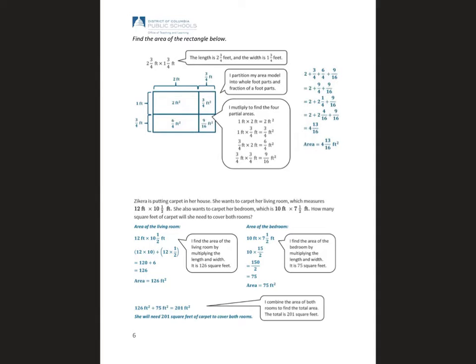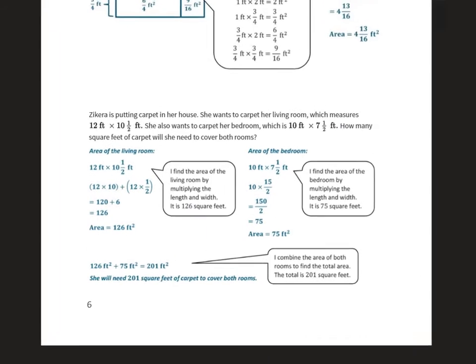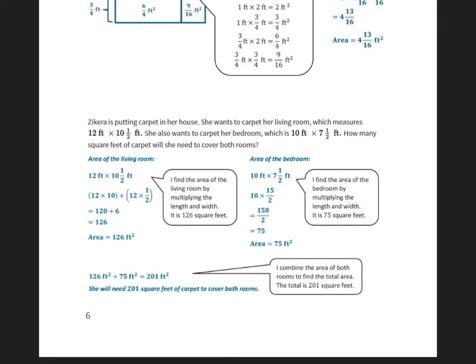Okay, again, same thing. At the top, they have the area model. They're multiplying 2 mixed numbers together. And then at the bottom, this is a word problem. Zakira is putting carpet in her house. She wants to carpet her living room, which measures 12 feet by 10.5 feet. She also wants to carpet her bedroom, which is 10 feet by 7.5 feet. How many square feet of carpet will she need to cover both rooms?